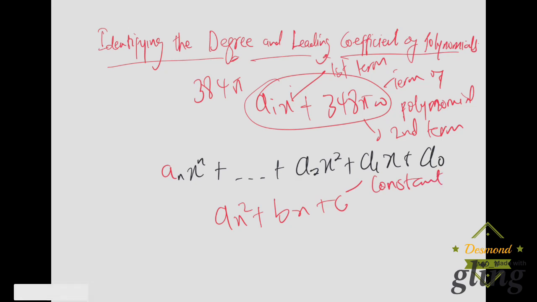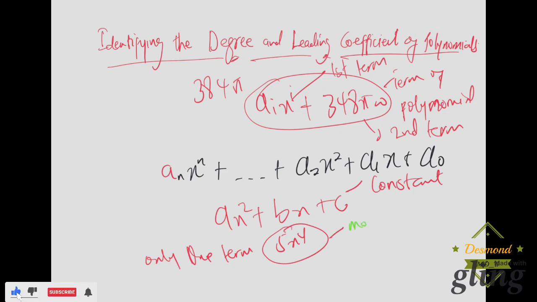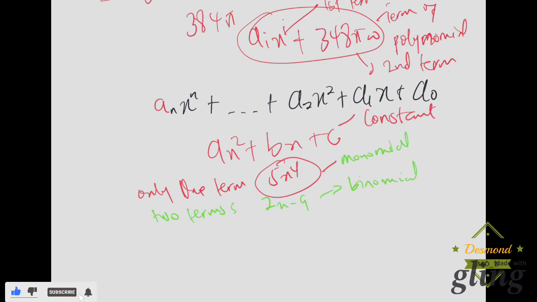Now, a polynomial containing only one term, let's say 5x to the 4, is called a monomial. A polynomial containing two terms, such as 2x minus 9, is called a binomial. And a polynomial with three terms, let's say negative 3x squared plus 8x minus 7, is called a trinomial.